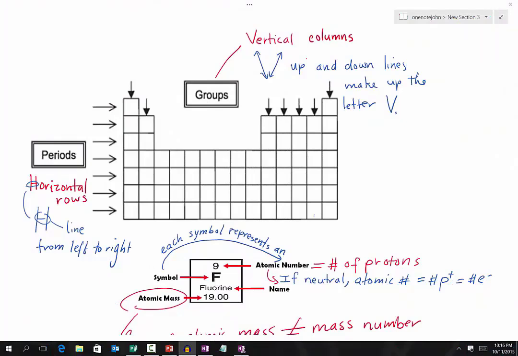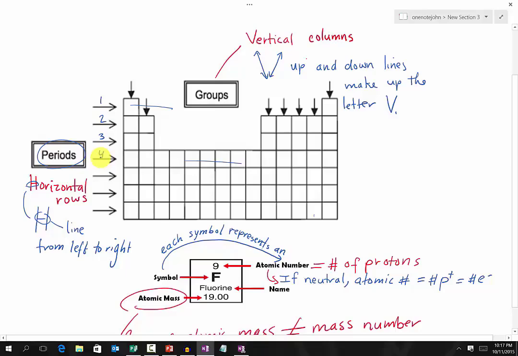In this lesson, we are going to look at the properties of a periodic table. First of all, if you look at the periodic table, there are two important things. One of them is called the periods. Now, the periods are basically the horizontal rows on the periodic table going across. So we have the first period, period 1, period 2, 3, 4, and so on.